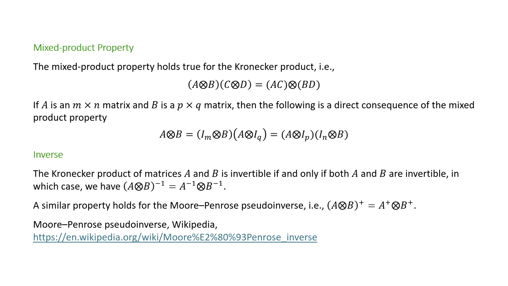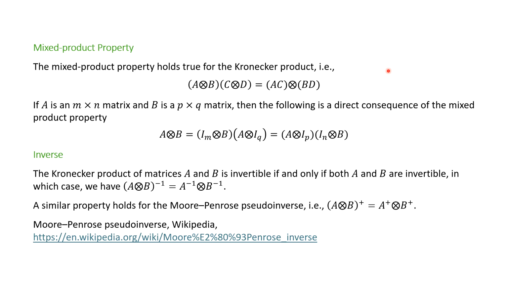We have several more properties on this slide. The first one is called the mixed product property. And it says that if you have A Kronecker B times, this is matrix multiplication, times C Kronecker D, then that's the same as A times C Kronecker B times D.